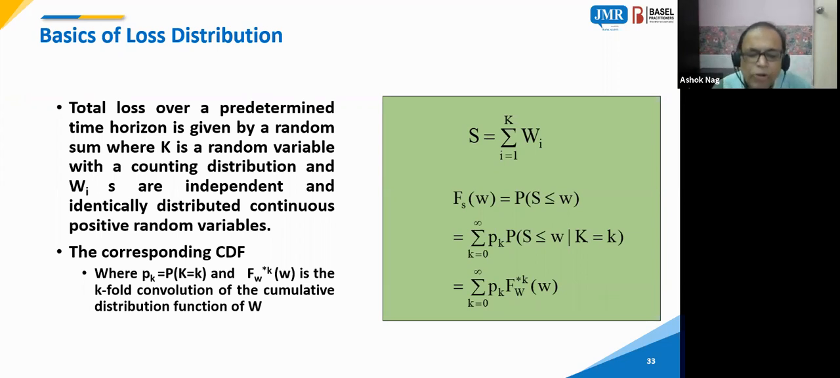It's not that all losses are treated together. You have to consider frequency, that is, how frequently a particular loss happens, and if it happens, what is the level of severity? You model them separately, and then combine these two models to get a proper loss distribution. So this is a statistical kind of approach.